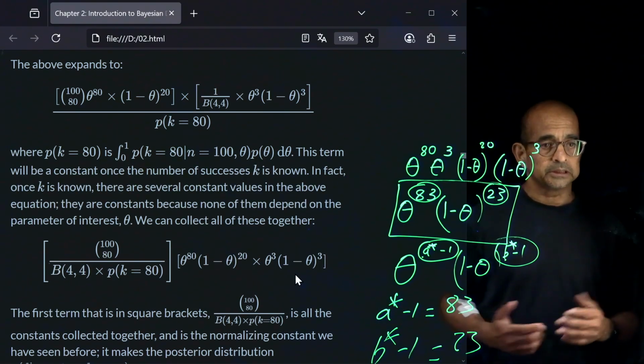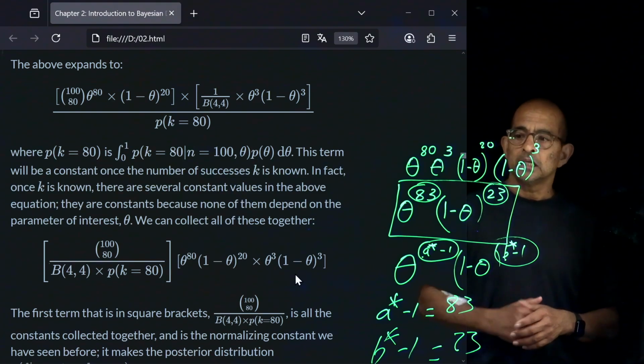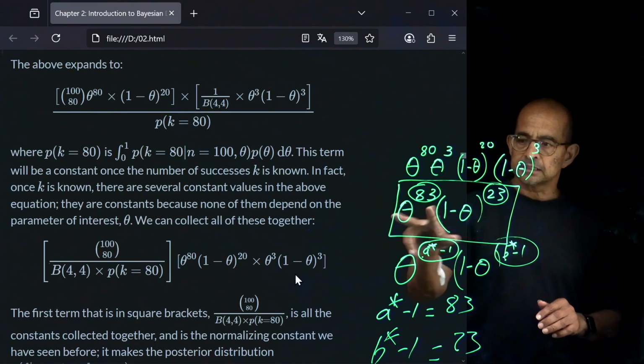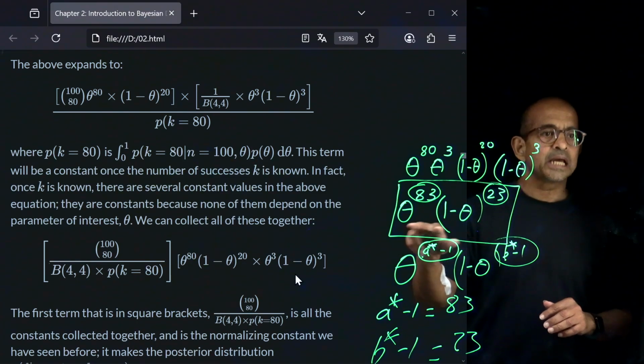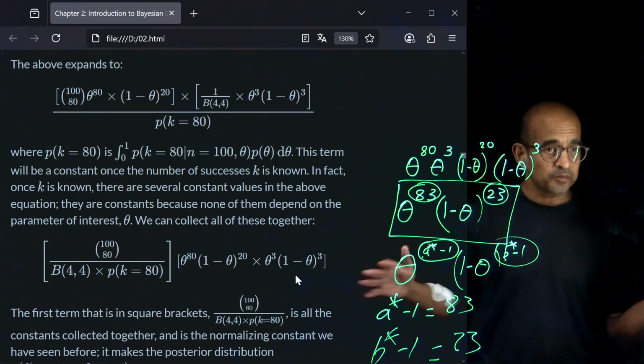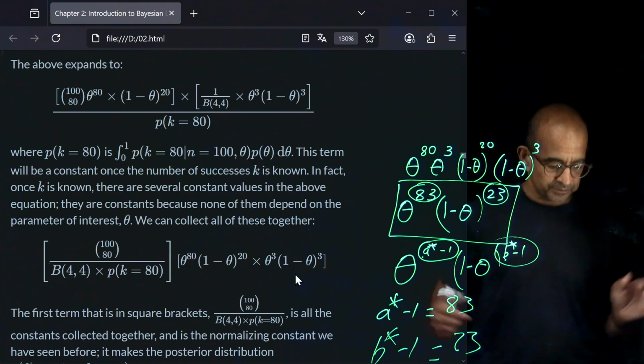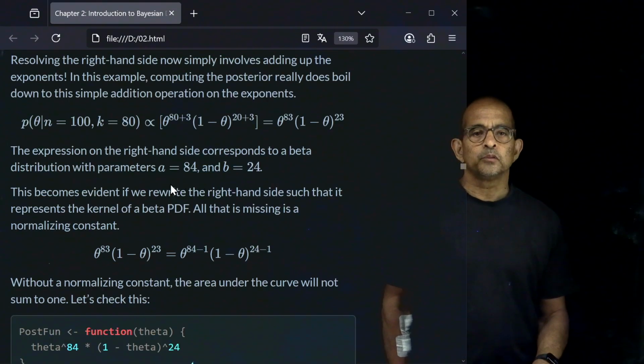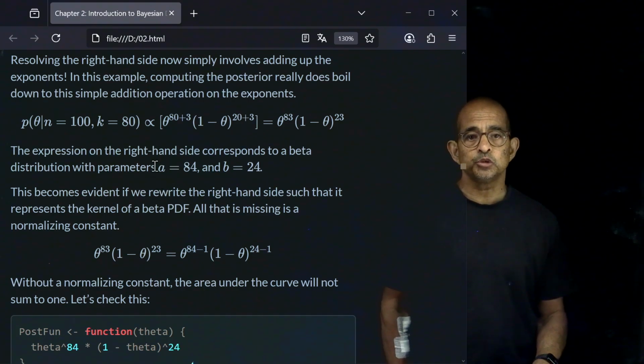That's all there is to it. It's very, very straightforward here. The only thing that's missing in this calculation is that I don't have the normalizing constant. But as I mentioned in chapter 1, that normalizing constant is easy to compute now.